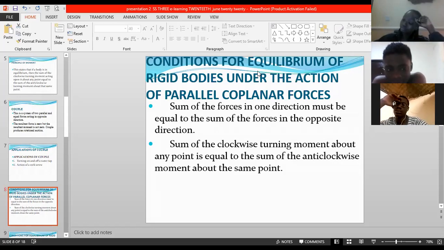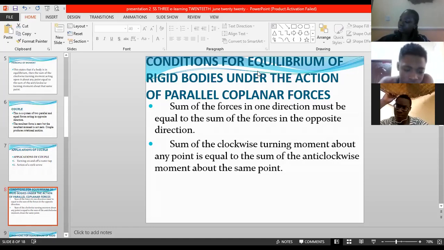Now, the conditions. Number one, the sum of forces in one direction must be equal to the sum of forces in the opposite direction, just like the sum of clockwise moments is equal to the sum of anti-clockwise moments. Then number two, the sum of the clockwise turning moments about a point is equal to the sum of the anti-clockwise moments about the same point.